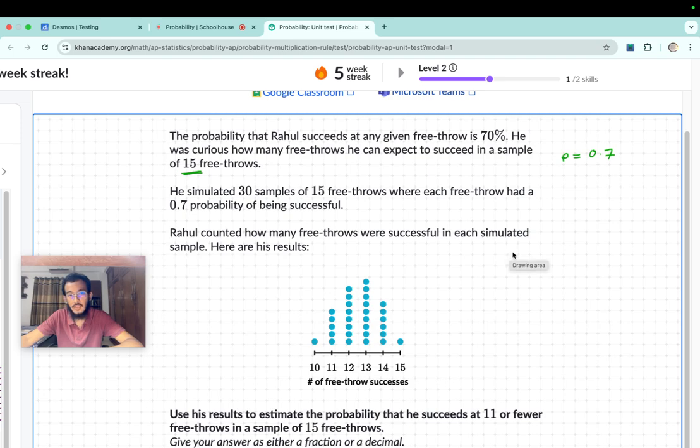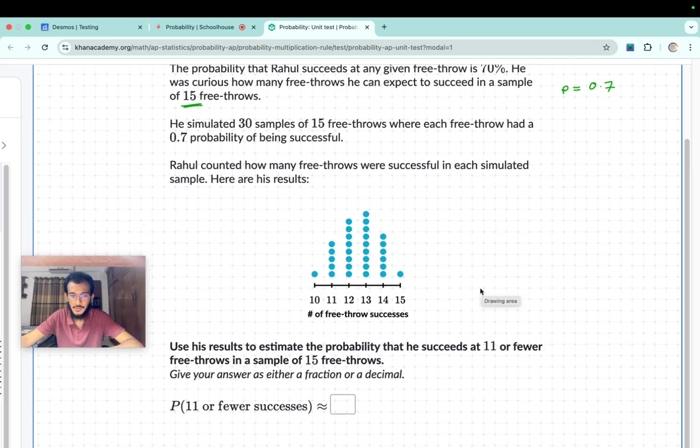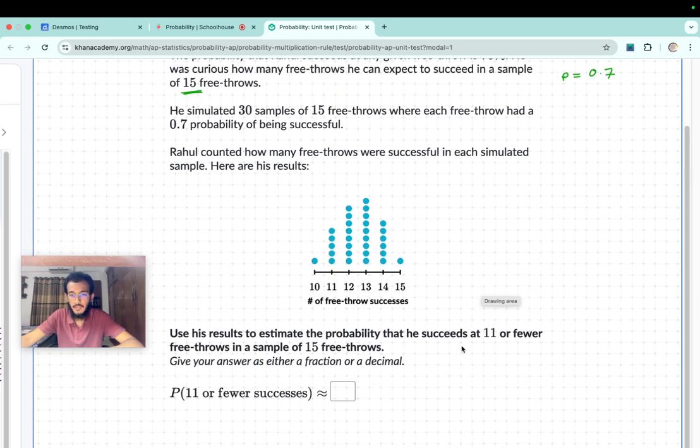Okay. He simulated 30 samples of 15 free throws, where each free throw had a 0.7 probability of being successful. Rahul counted how many free throws were successful in each simulated sample. Here are his results. Use his results to estimate the probability that he succeeds at 11 or fewer free throws in a sample of 15 free throws.